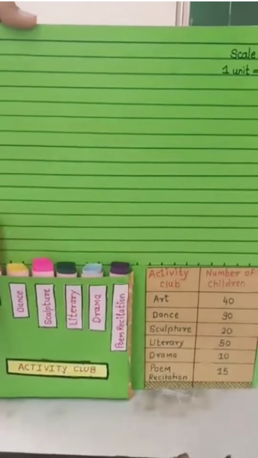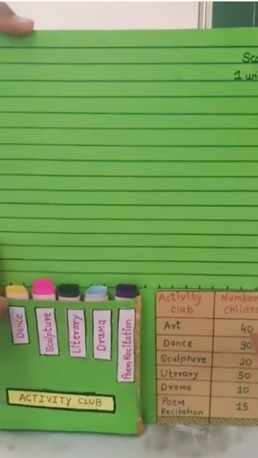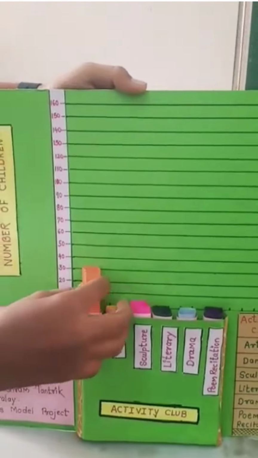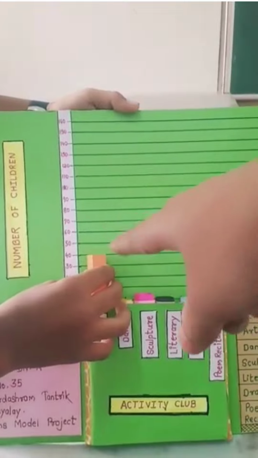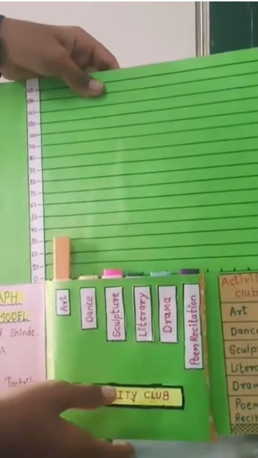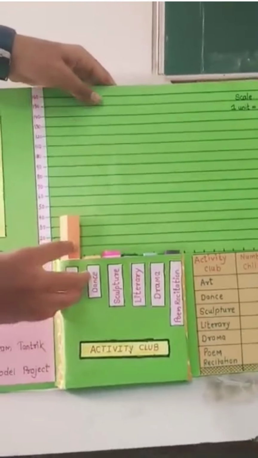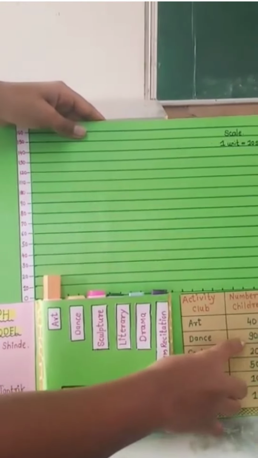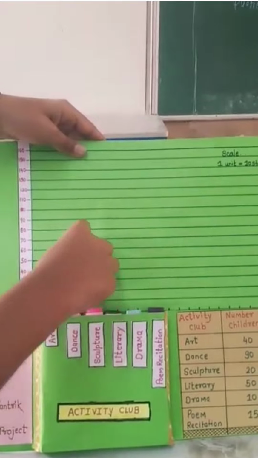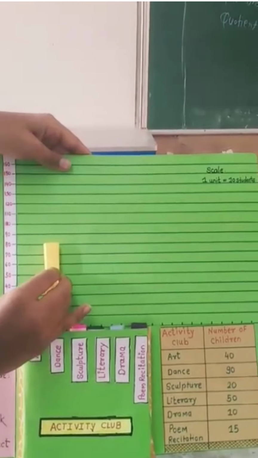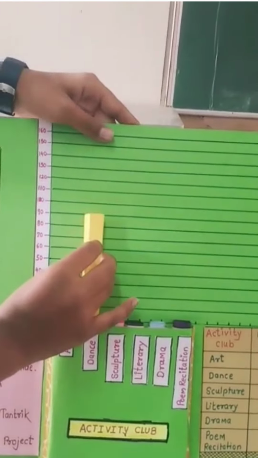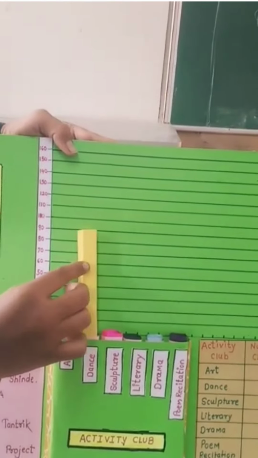After that, we have dance. The number of children is 40. You make a bar up to 40. After that, in the activity club of dance, there are 90 students. So we will take the column up to 90, meaning 90 students.